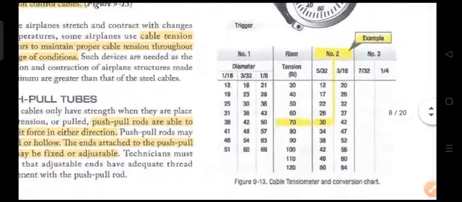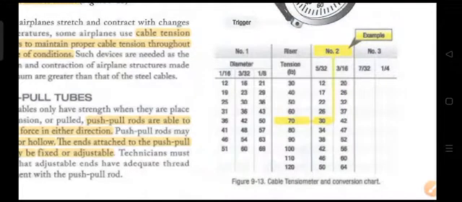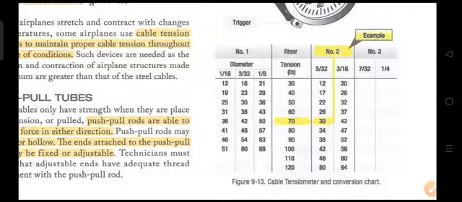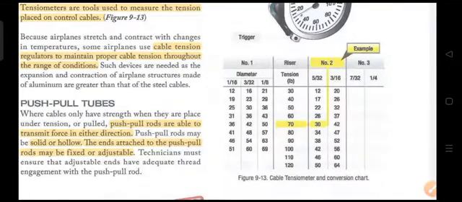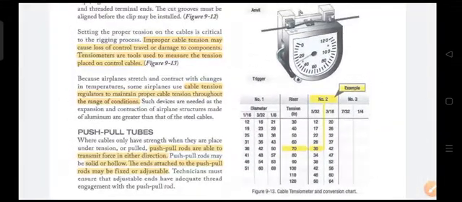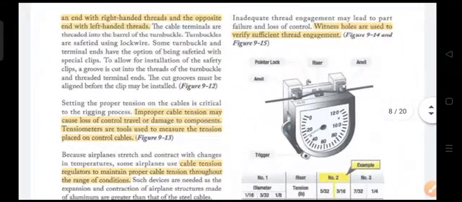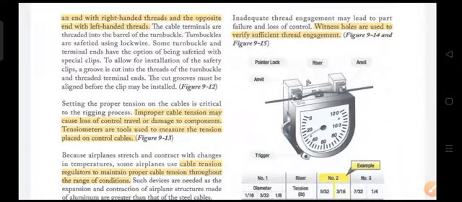Over here there is a chart you can see. As per the diameter, they have given some tensions in the list, and according to that you can set your tensions. Now this is just a random chart, but obviously you have to make sure that you use your AMM procedures for this. Then they are saying that an end has a right handed thread and the opposite end a left handed thread.